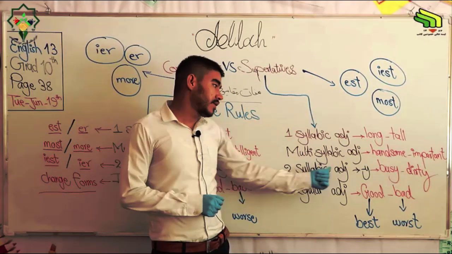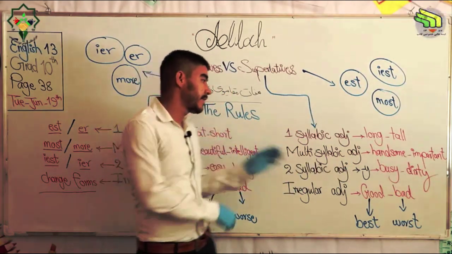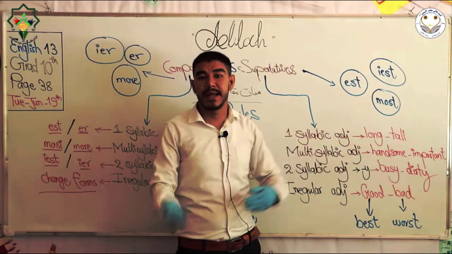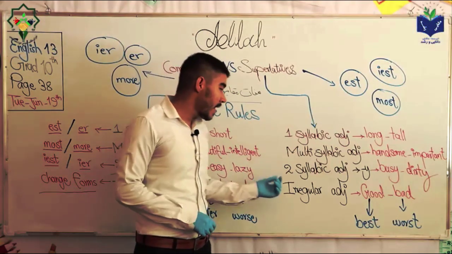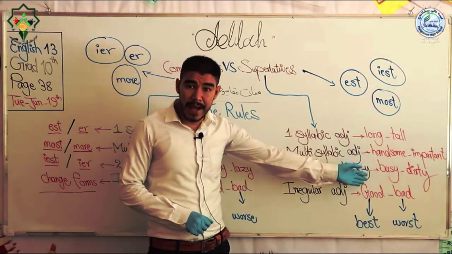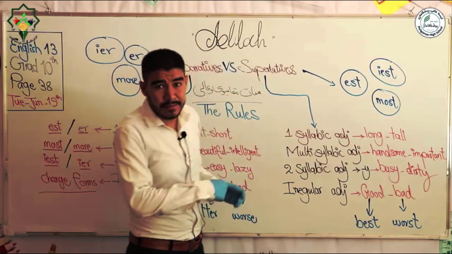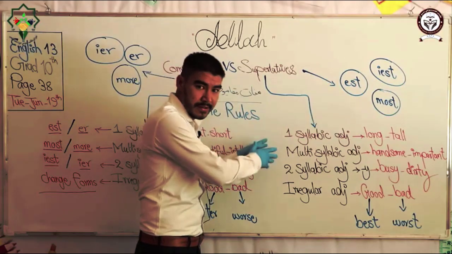Two syllabic adjectives that end by Y we studied before in the comparative adjectives, like busy, dirty, lazy, easy, daisy, busy, and etc. And irregular adjectives like good, bad. Okay, so let's come to the forming of comparative adjectives and superlative adjectives.